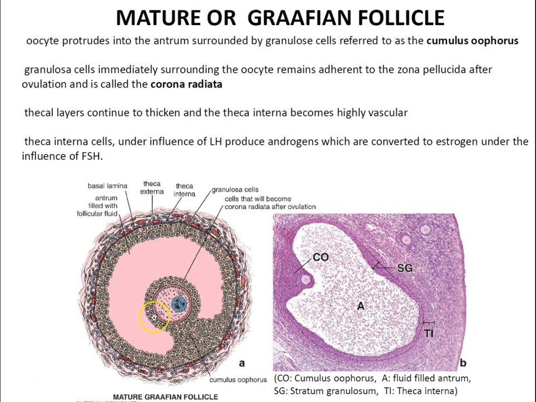The granulosa cells which immediately surround the oocyte and remain with it after ovulation are referred to as the corona radiata. Now, the thecal layers also continue to thicken, and the theca interna becomes more vascularized around this follicle. The theca interna cells produce androgen under the influence of luteinizing hormone, and these androgens are converted to estrogen under the influence of follicle stimulating hormone.